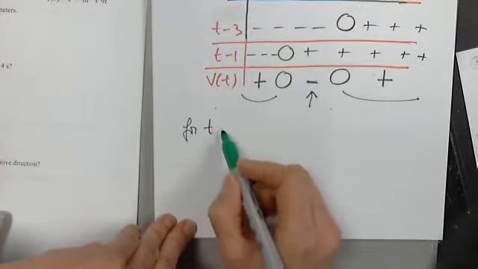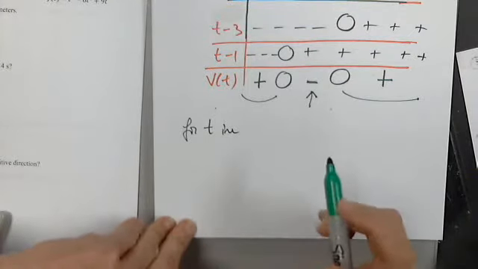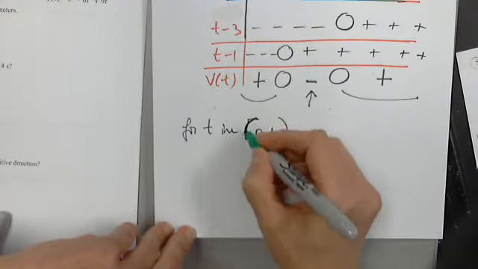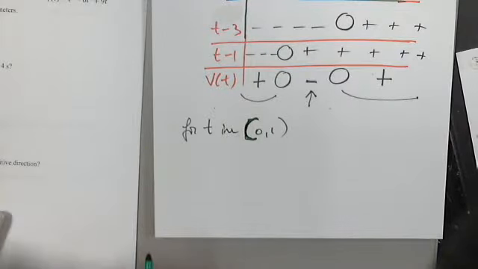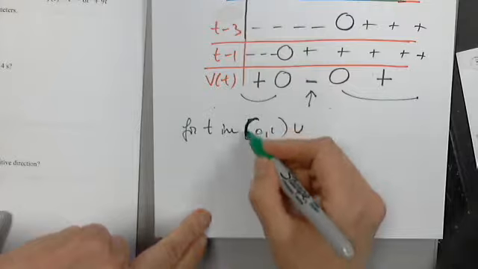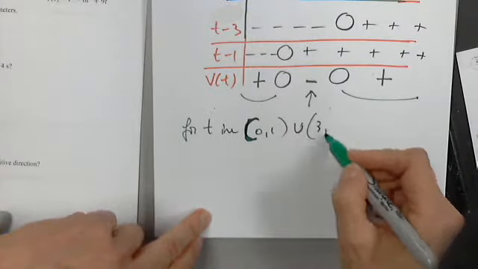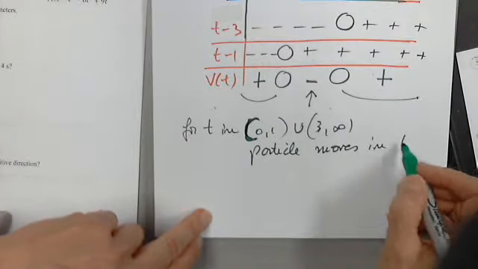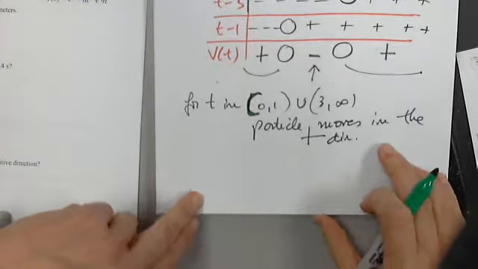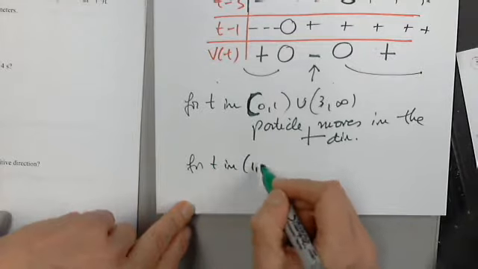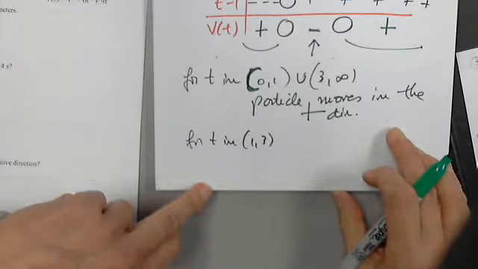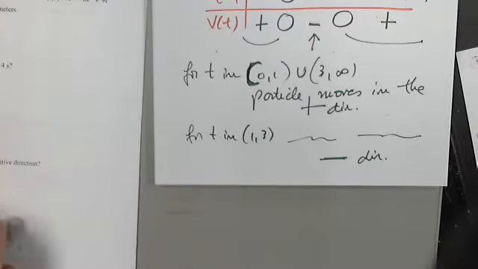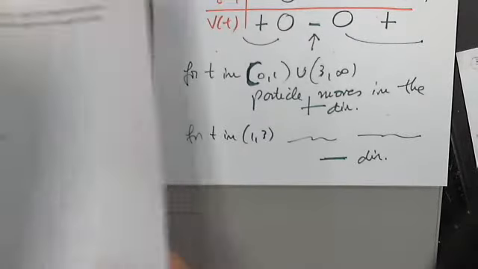For t in the interval, there is no negative time. I would not include the points because at those points it's zero. Yes, you can include zero, however. Union, the particle moves in the positive direction. What about for t in the interval 1, 3? The particle moves in the negative direction. Very good. Moving on.